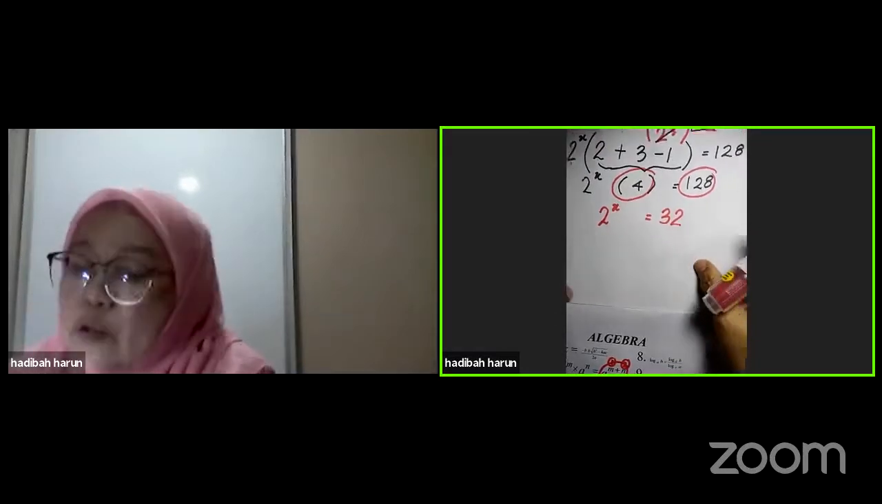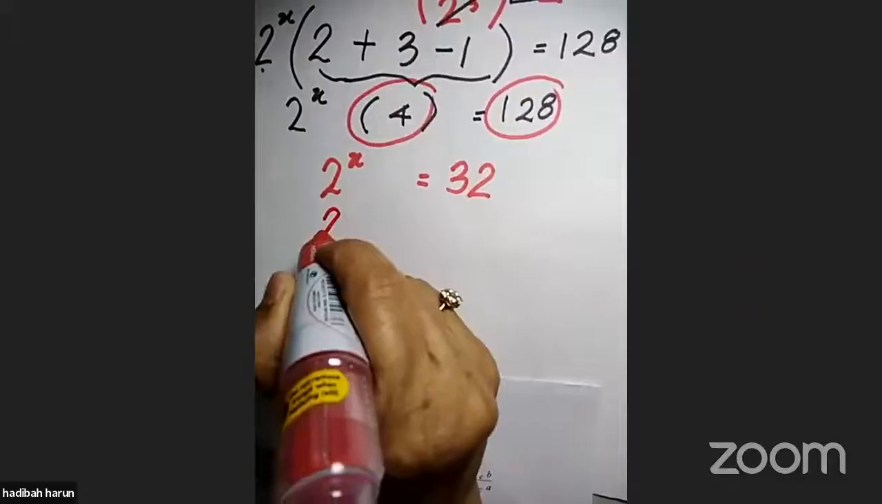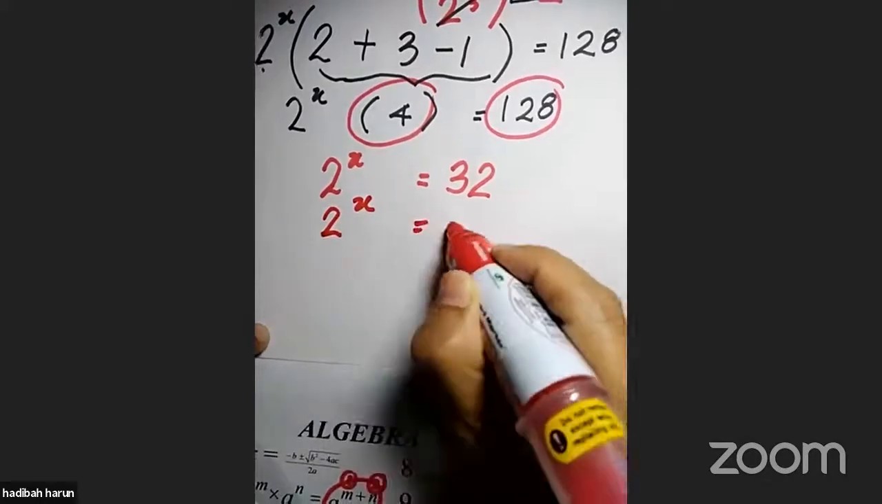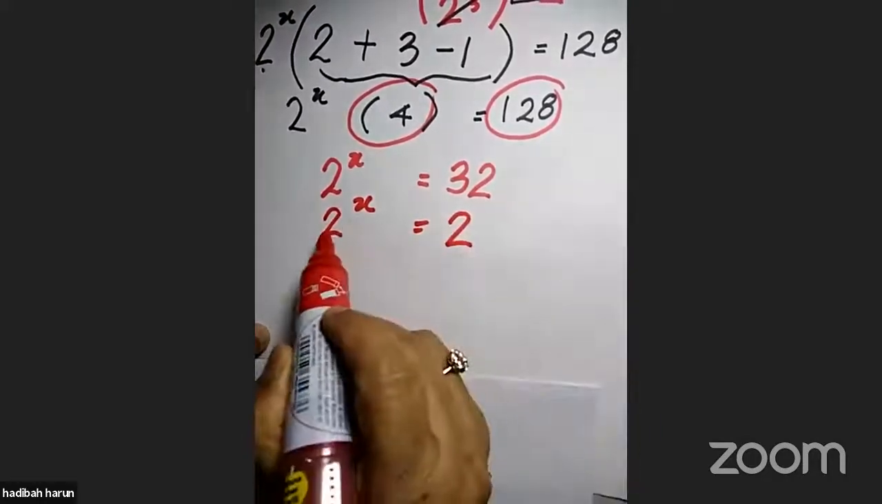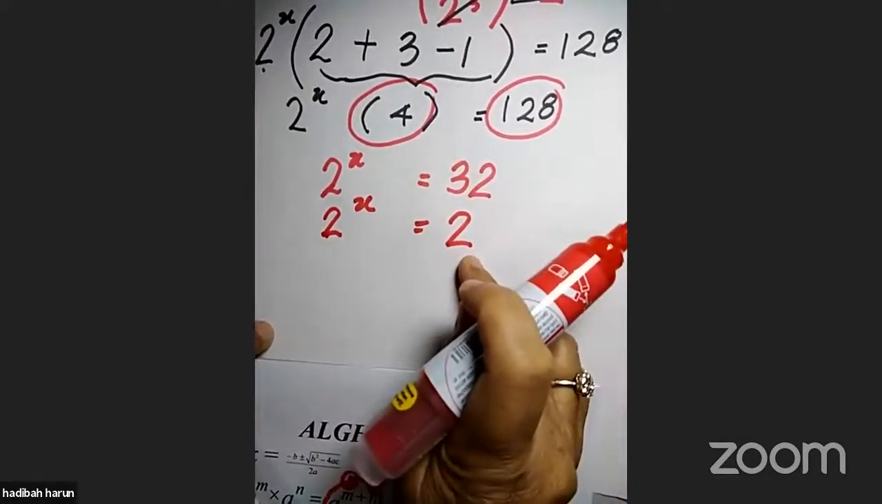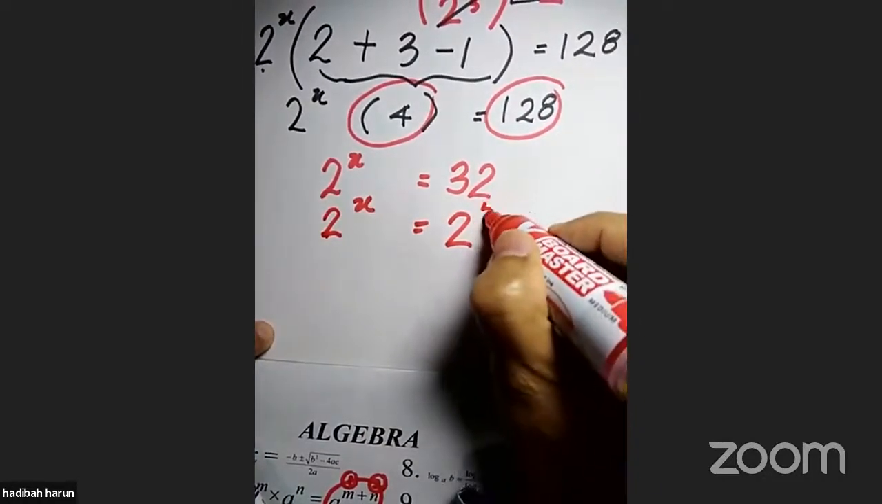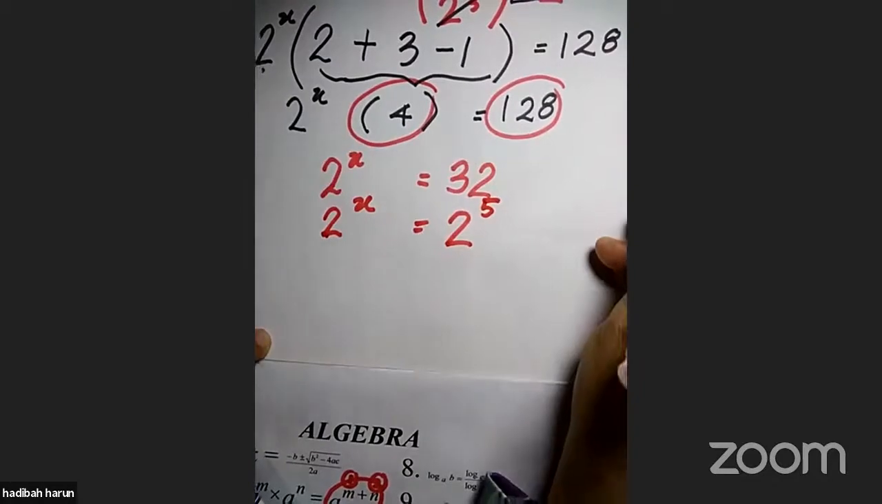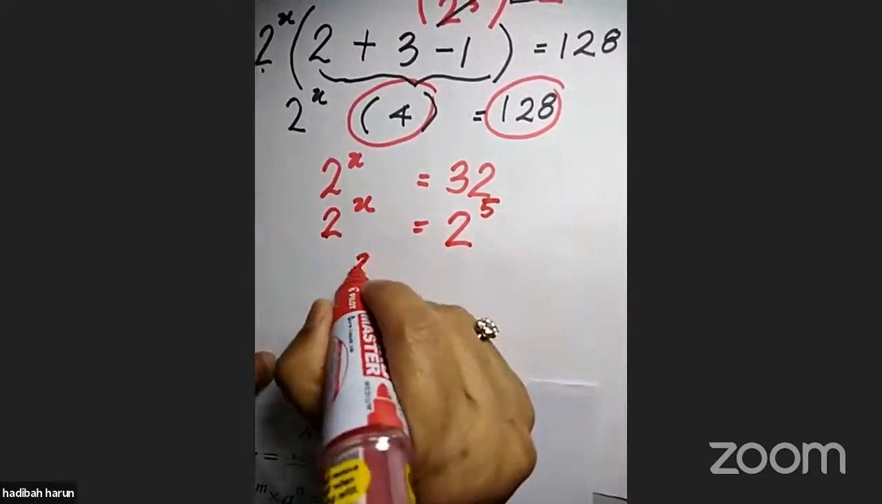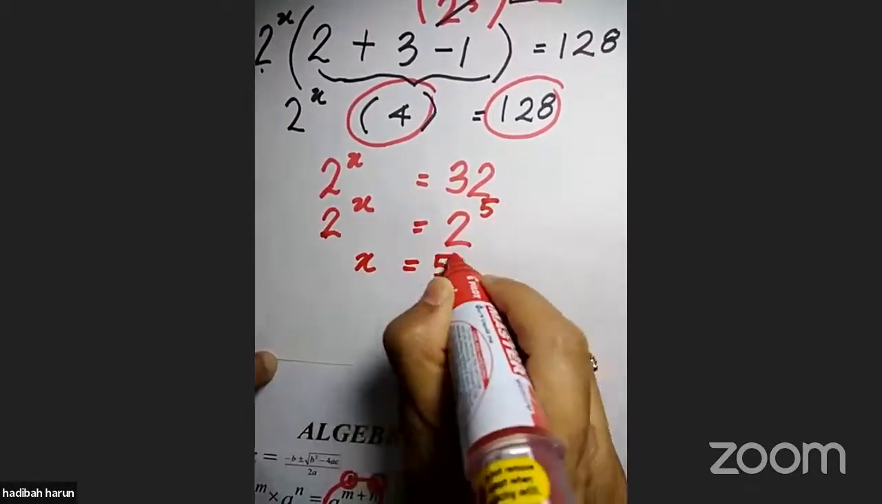So 2 to the power of x is equals to 32. You stick to 2. Press 2 in your calculator until you see 32. It will be 5 times you press the calculator. Therefore, x is equals to 5.